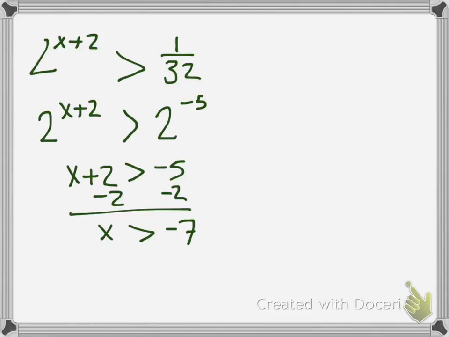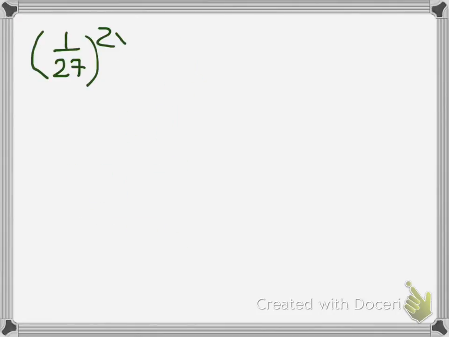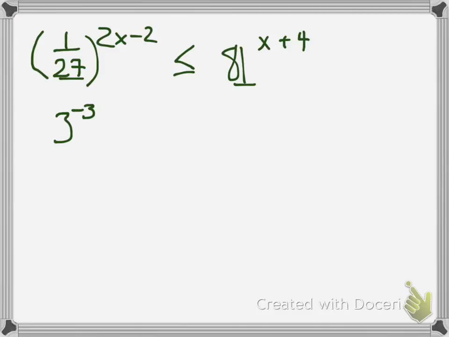all good. Alright, so here's my last example. And here's another one that looks like it's hard because you can't see which power it is. But 27 and 81, see, this is where the chart would help, are both powers of 3. So I can rewrite the 1 over 27 as 3 to the negative 3, but that's going to get multiplied to the 2x minus 2. And I can rewrite the 81 as 3 to the 4th, which is going to multiply the x plus 4.